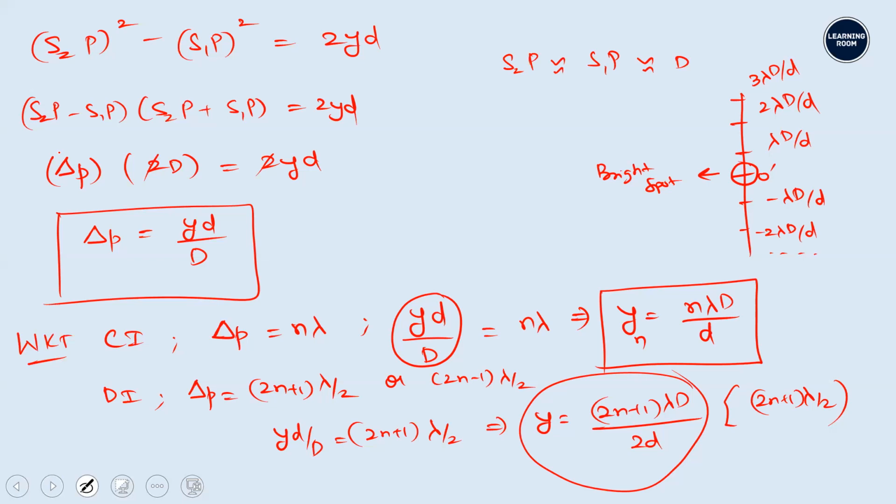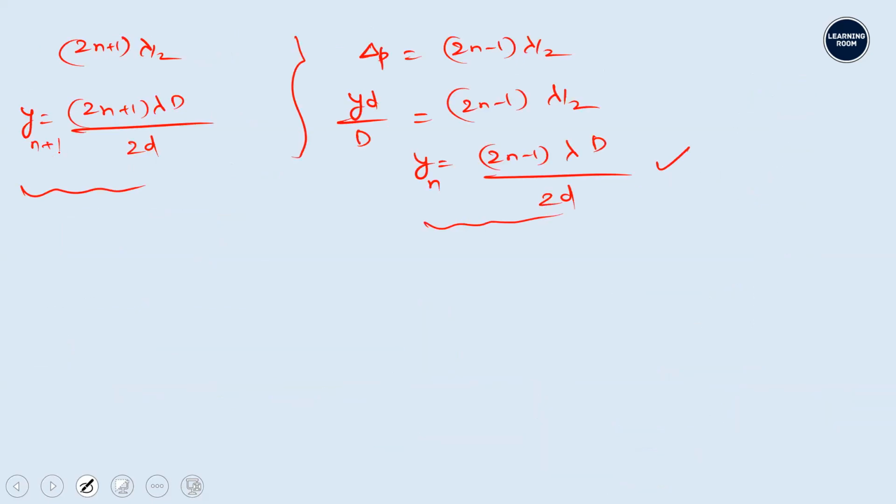They will say they use 2 colors, let's say red and blue, for instance. When they use red light at some point P, they are getting a bright spot. Let's say they get the 5th bright spot. At the same point P, when they use green light, they get the 9th dark spot. So what is the distance? For the bright spot, you have no problem because there is only one equation. Whereas when you talk about the dark spot, where will you get confused? You will not know which one to use.